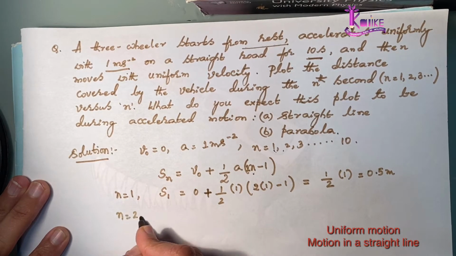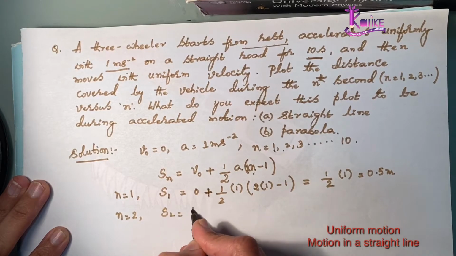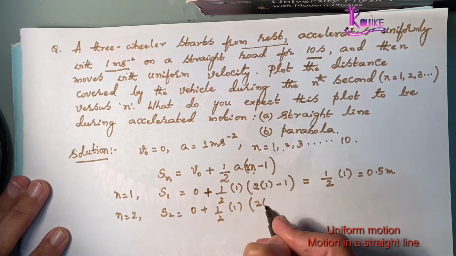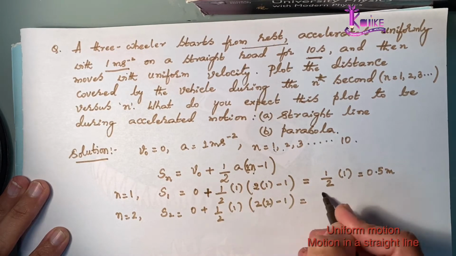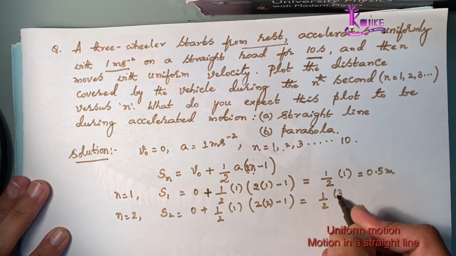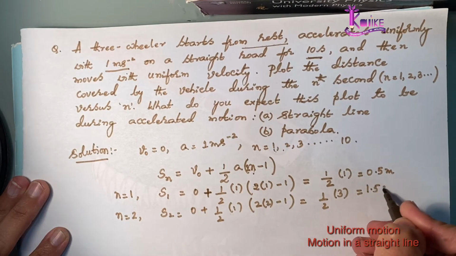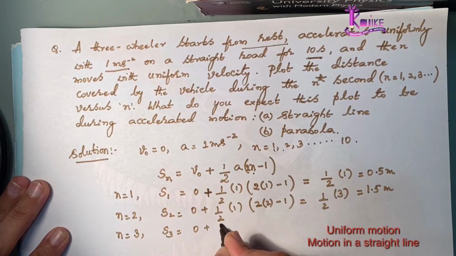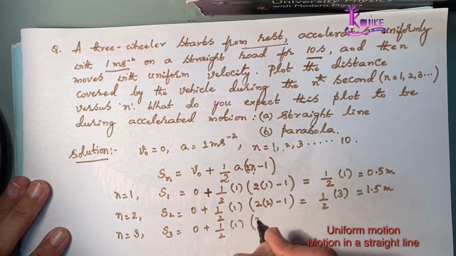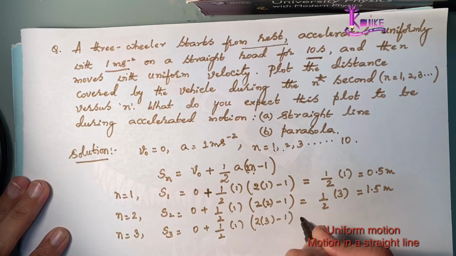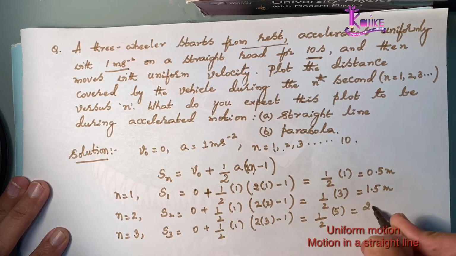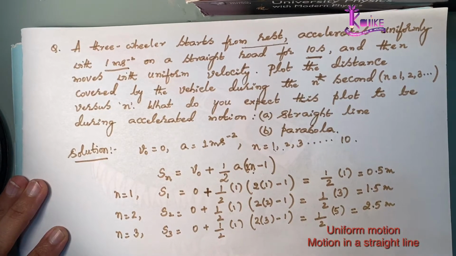Now when n is equal to 2, S2 will be 0 plus half into 1 into 2 into n value is 2 minus 1. So that is half into 4 minus 1 is 3. So 3 by 2 is 1.5 meters. Similarly, when n is equal to 3, S3 will be equal to 0 plus half into 1 into 2 into 3 minus 1. So that will be half into 6 minus 1 is 5. So 5 by 2 is 2.5 meters.